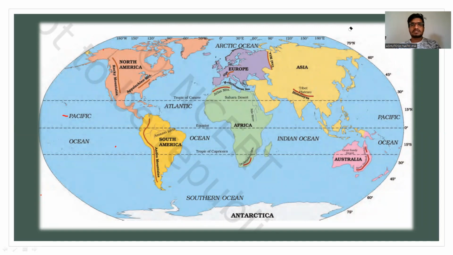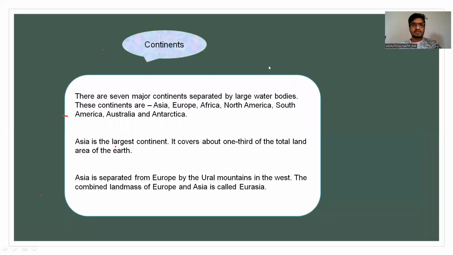So now in the next module we discuss continents. What are continents? So basically, हम बात करें, there are 7 major continents separated by large water bodies. You can see the 7 major ones, कौन से हैं: Asia, Europe, Africa, North America, South America, Australia and Antarctica. So there are 7 major continents separated by large water bodies. तो कौन से हैं, जैसे कि first one is Asia, the largest continent of the world. Okay, and then Europe, Africa, North America, South America, Australia and Antarctica.